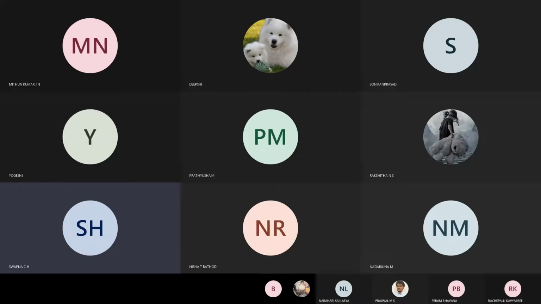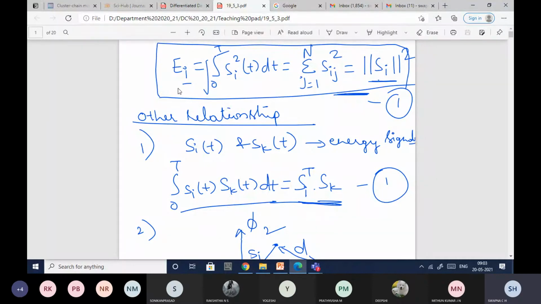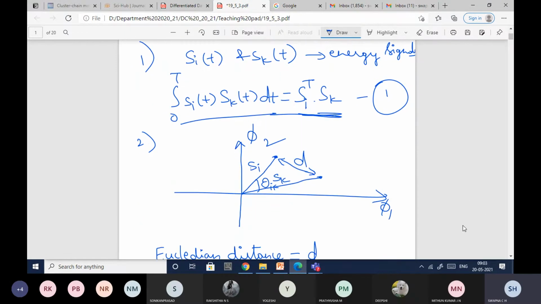So in the last class, we have seen how the relationship between the energy and the length of the vector can be found. Then after that, we have seen some other relationships where the product of two signals, when it is integrated over 0 to T, we can write as the inner product of Si and Sk as Si transpose into Sk.